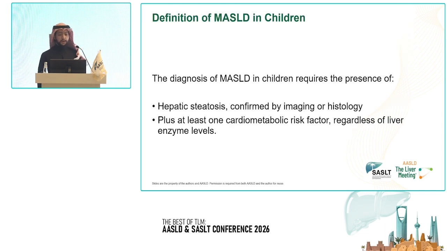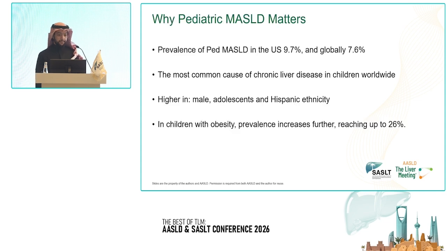Briefly, we know that in children, MASLD is defined as hepatic steatosis confirmed by imaging or histology, plus at least one cardiometabolic risk factor, regardless of elevated liver enzymes. It's now considered one of the most common causes of chronic liver disease in children worldwide. The prevalence of MASLD in pediatrics in the US is 9.7% and globally is 7.6%. And it's actually higher if the child is obese, reaching up to 26%.